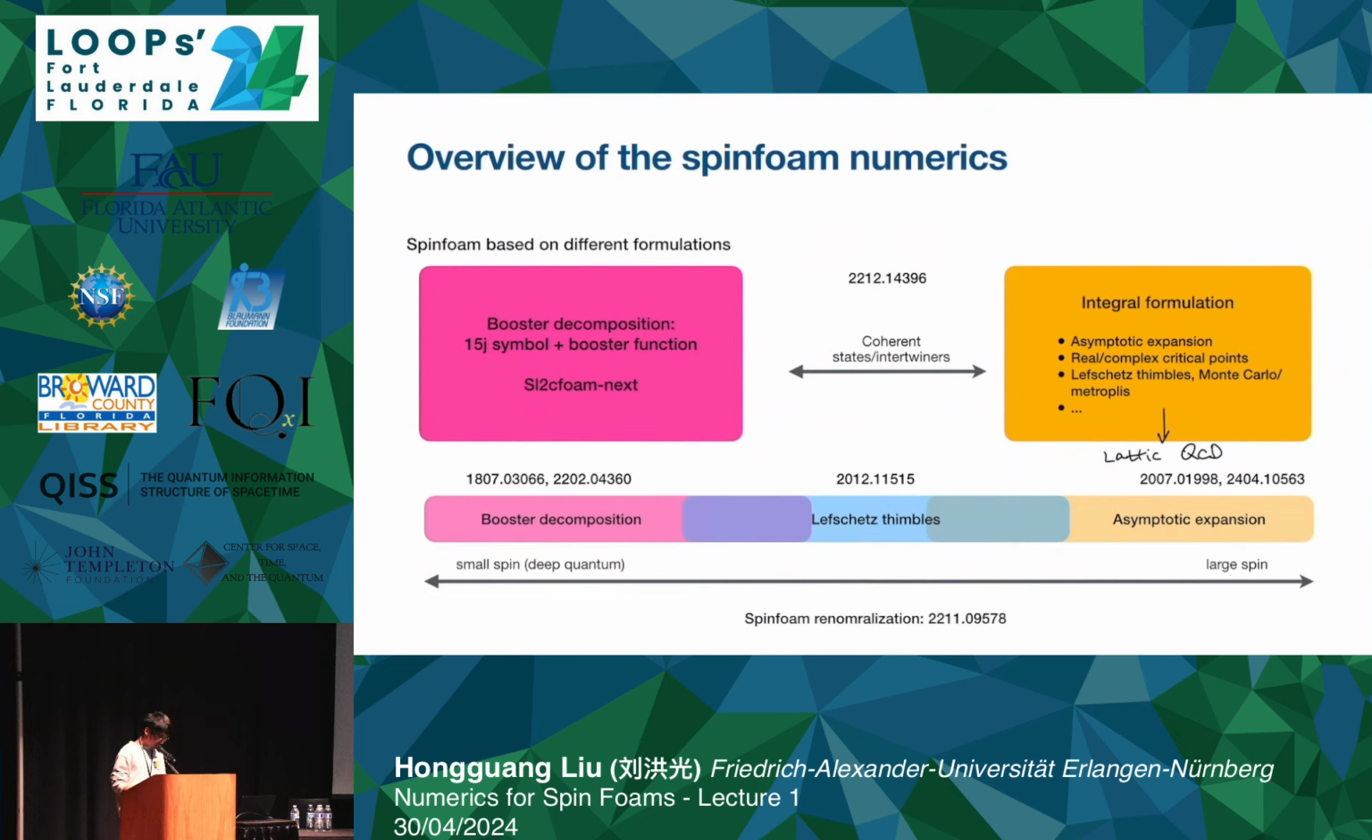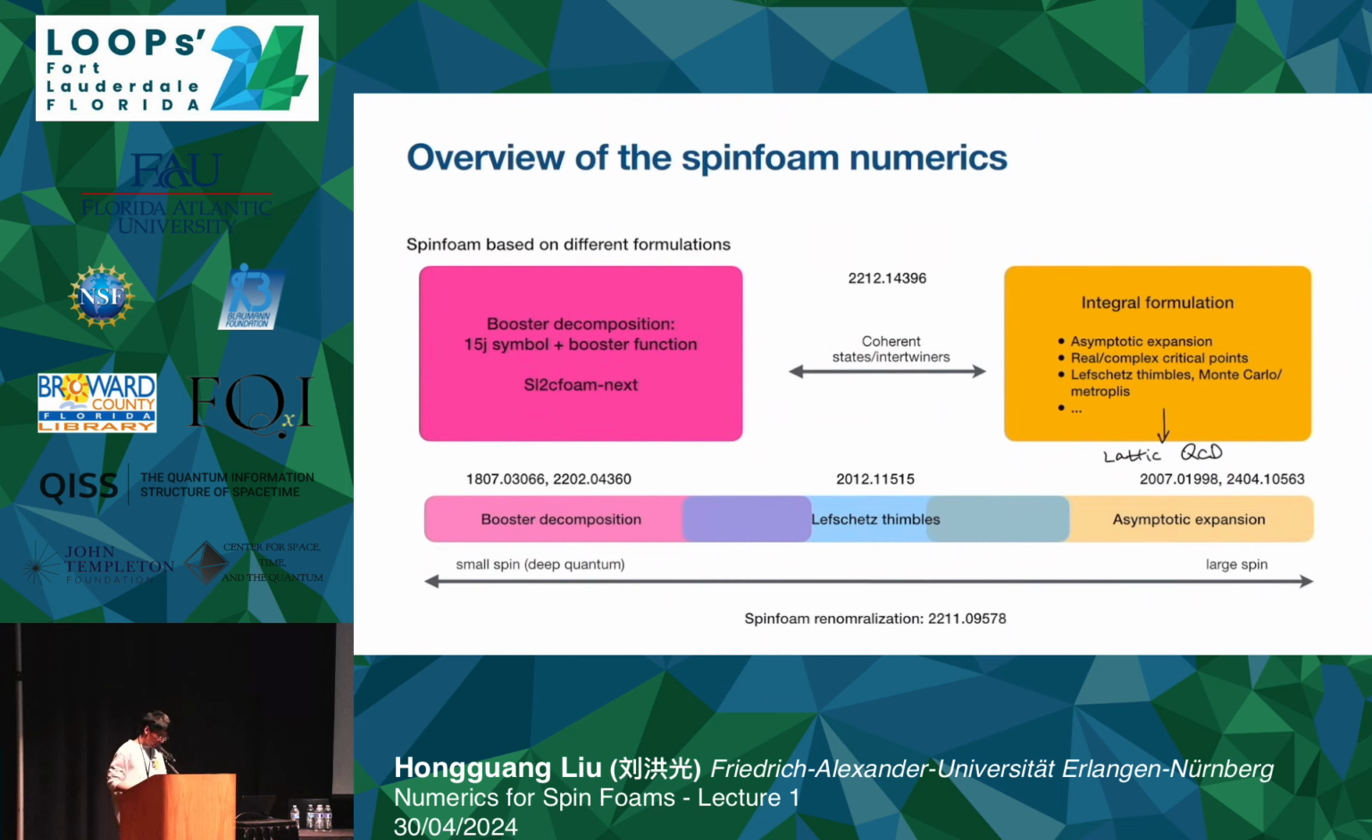So for the small spin regime, we have the booster decomposition, which decomposes the model as a 15j symbol, I'll tell you later what it is, plus some booster functions. And this makes it possible to calculate the amplitude exactly for the small spin, which is the deep quantum regime, as Francesca already told you.